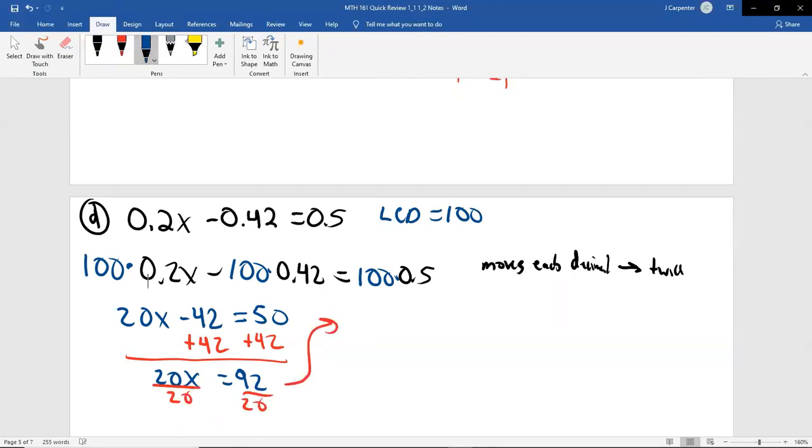Just going to go over here. The 20s cancel on the left, so we get x equals 92 over 20. That does not divide evenly, however, it will reduce. 4 will go into both 92 and 20. 4 will go into 20, what's that, 5 times easily. And then 4 will go into 92, that's 23 times. So 23/5 would be our answer.